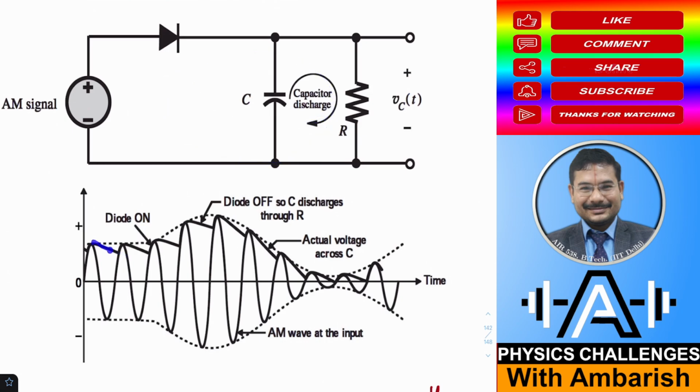So this will discharge a little bit, and when the amplitude modulated signal is again about to hit the peak, once again the diode will get forward biased, and when the diode gets forward biased, it becomes conducting, and again the capacitor is charged to the peak of the amplitude modulated signal.